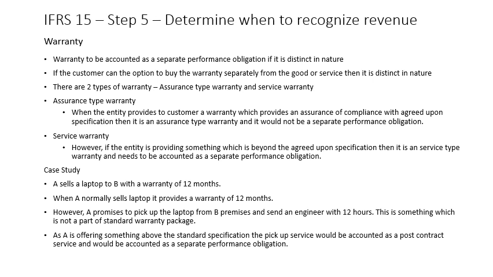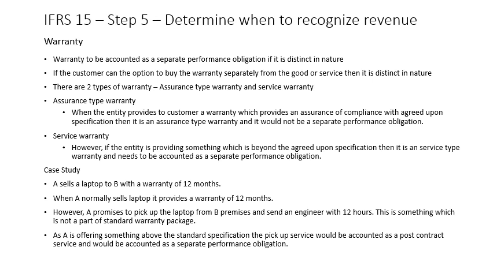Similarly, if the warranty offers something on top of the standard warranty, then it might result in a distinct performance obligation. For example, if the standard warranty for a product is 1 year, but the entity is offering a warranty of 2 years, then the warranty would be a distinct performance obligation. If the warranty is assessed to be a separate performance obligation, then the entity needs to apportion the transaction price to warranty as well. There are two kinds of warranties: service type warranty and assurance warranty.